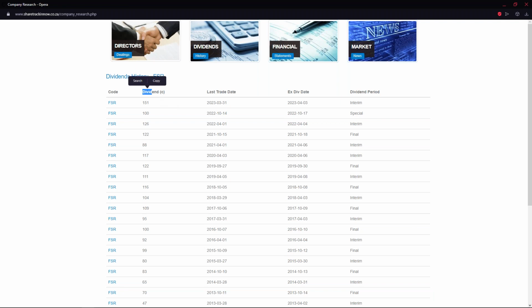Dividends in cents are 151, which gives you 1 rand 26. All right, so it's really low dividends on this company. Some companies have a little bit more.